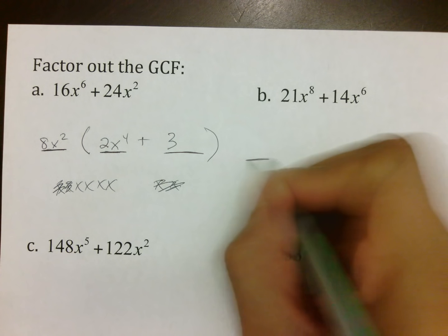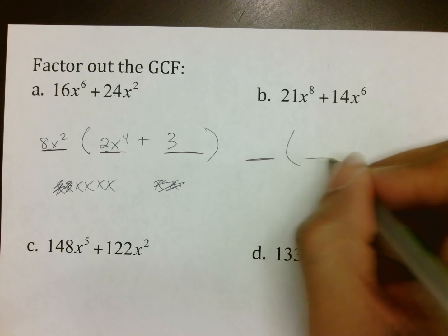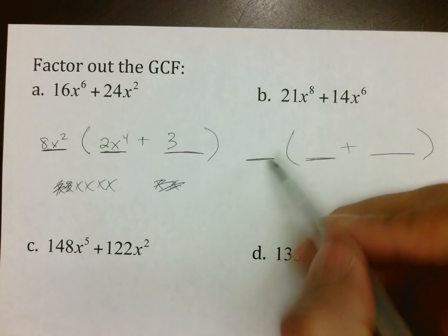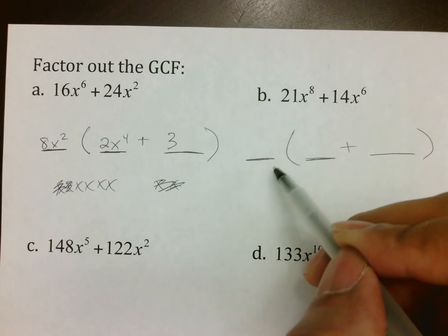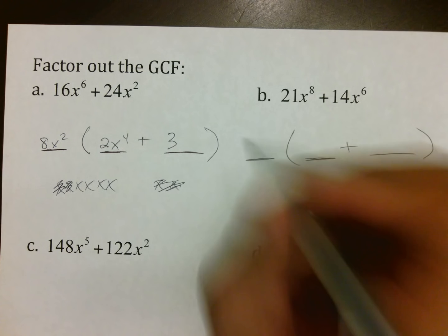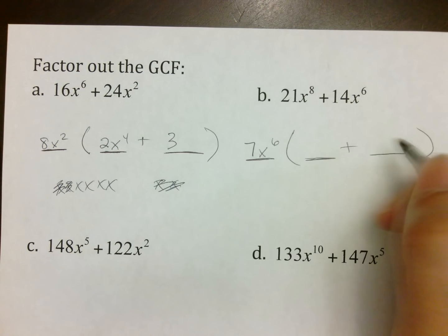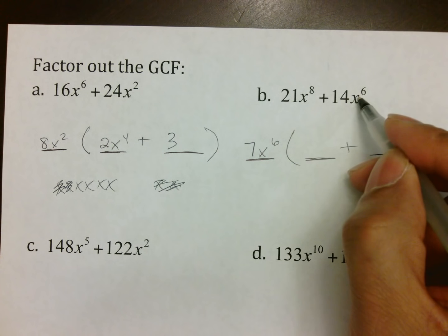Looking at 21 and 14, again, you will see a box, a parentheses, a box, and a closed parentheses, which means the first thing we have to do is find our GCF and pull it out here. 21 and 14, biggest number is 7. Biggest number of x's I can pull out is 6, because there are 8 over here and 6 over there.